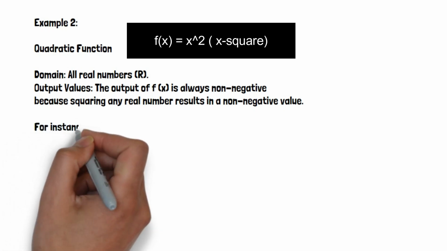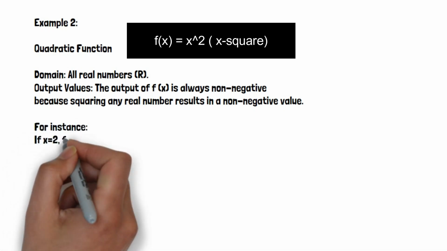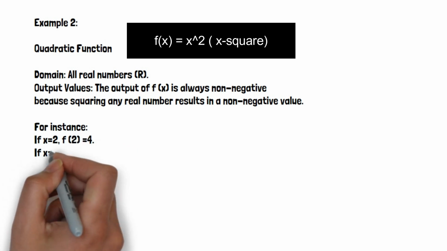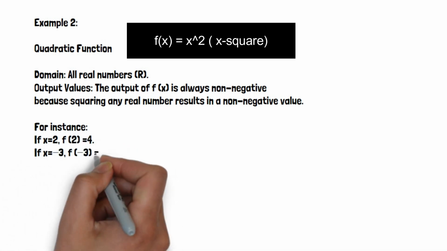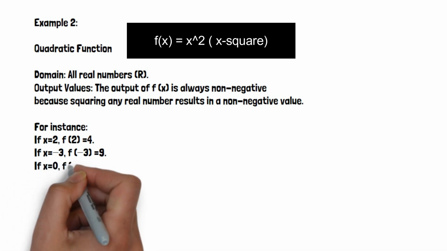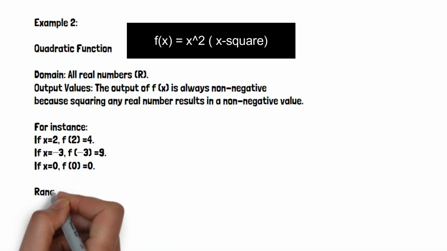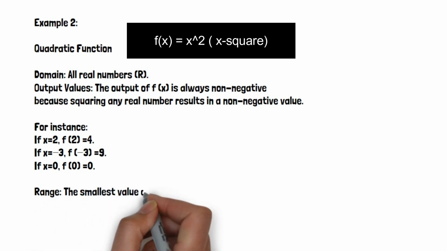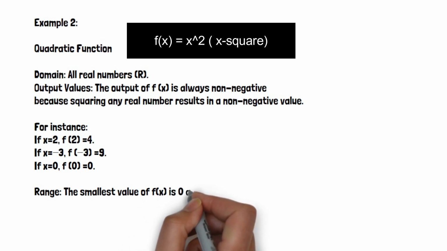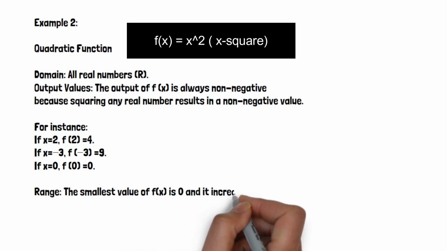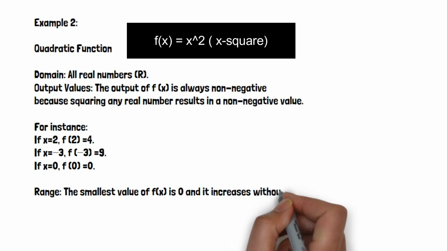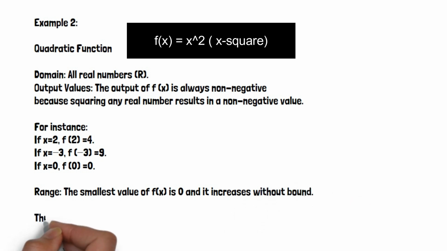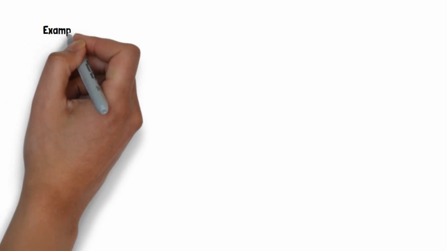For instance, if I plug in x is equals to 2, the square of 2 will be 4. If x is equals to minus 3, the square of minus 3 will be 9. If x is equals to 0, the square of 0 will be 0. So the range will be, the smallest value of f of x is 0, right? Because on the left side of the number line there are negative numbers, and we have no negative number in this case, so the smallest number will be 0, and it will include all the numbers till positive infinity.